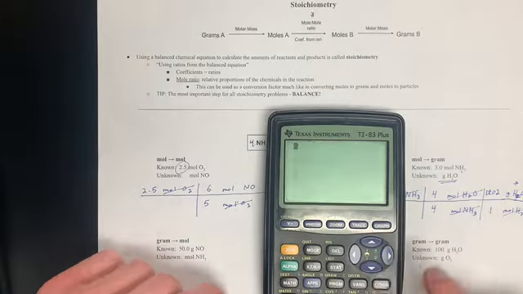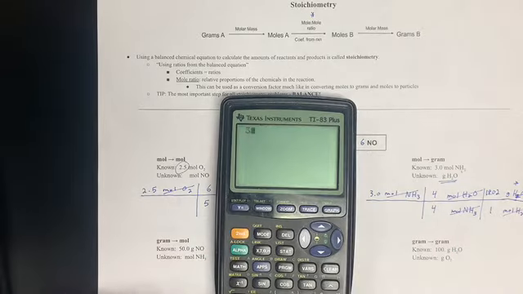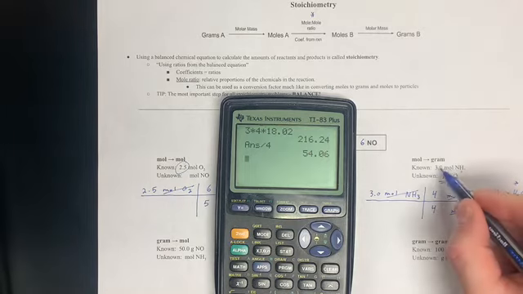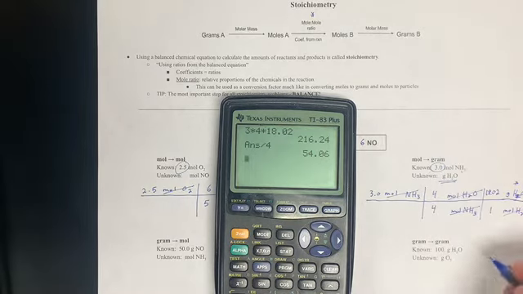So let's plug all this in. We're going to take 3 times 4 times 18.02. Then we're going to divide that by 4, and we get 54.06. We want our answer to be in 2 sig figs, so I'm just going to round that to 54 grams of H2O.